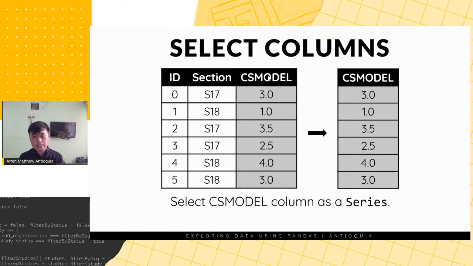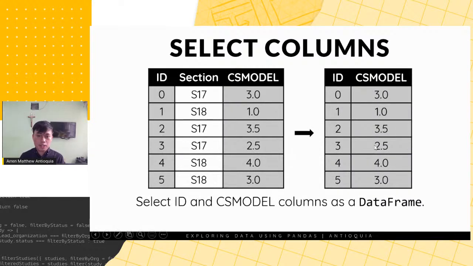The first one is we're selecting columns. So meron tayo ditong example na IDs. This is a data frame containing IDs, a section of a specific student, and the grade for a class, let's say CS model. So if, for example, you're selecting this column, that will yield from a data frame, it will output a series. Okay. The only difference being is a data frame is composed of multiple series, right?